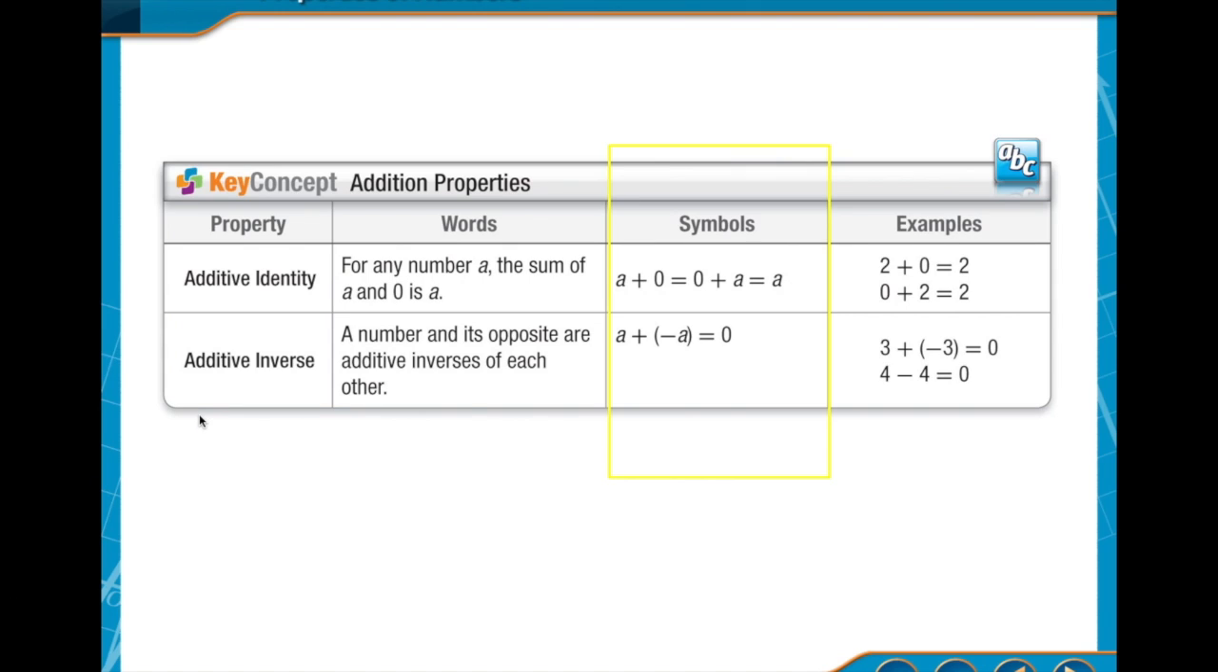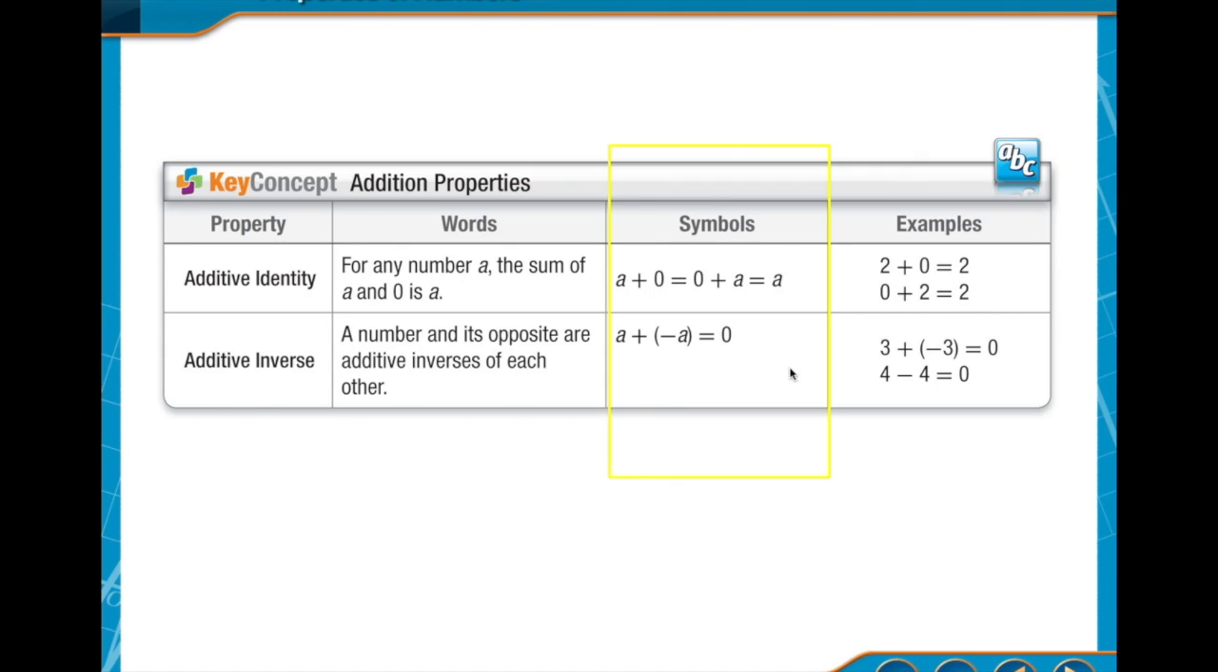The additive inverse, whenever we hear inverse, that means opposite. So with addition, that means we need the opposite sign. So if you have some number a, you add that number a, but you add the opposite sign, you make a negative, then that whole thing added together will equal 0. That's the additive inverse property. So an example, 3 plus the opposite sign, a negative 3 will give us 0.